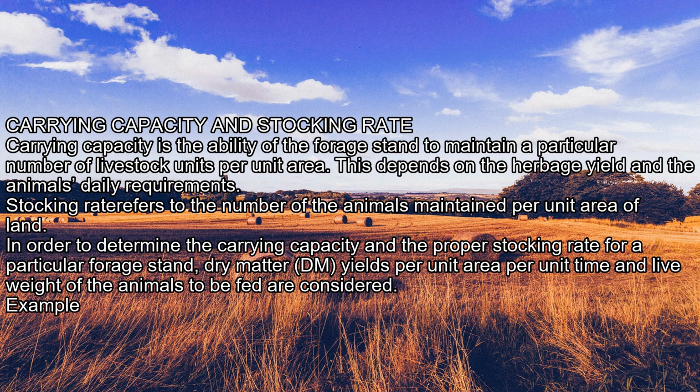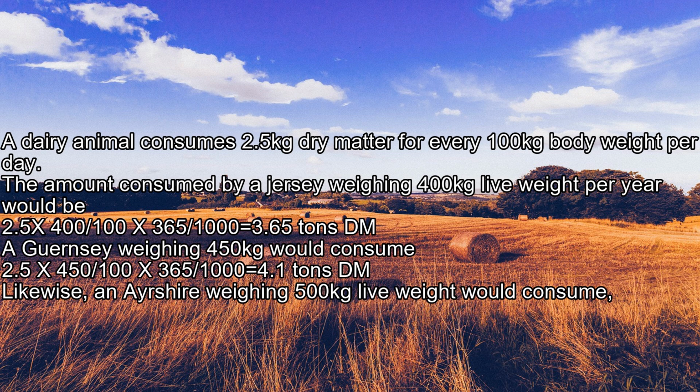In order to determine the carrying capacity and the proper stocking rate for a particular forage stand, dry matter (DM) yields per unit area per unit time and the live weight of the animals to be fed are considered. Example. A dairy animal consumes 2.5 kg DM for every 100 kg body weight per day.